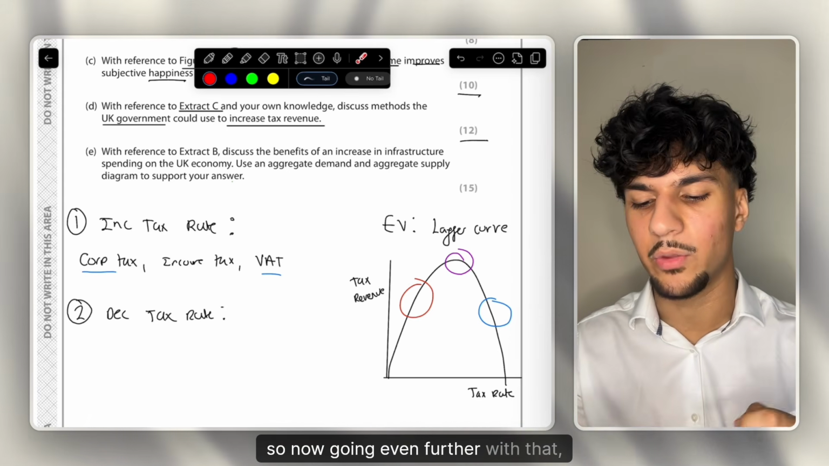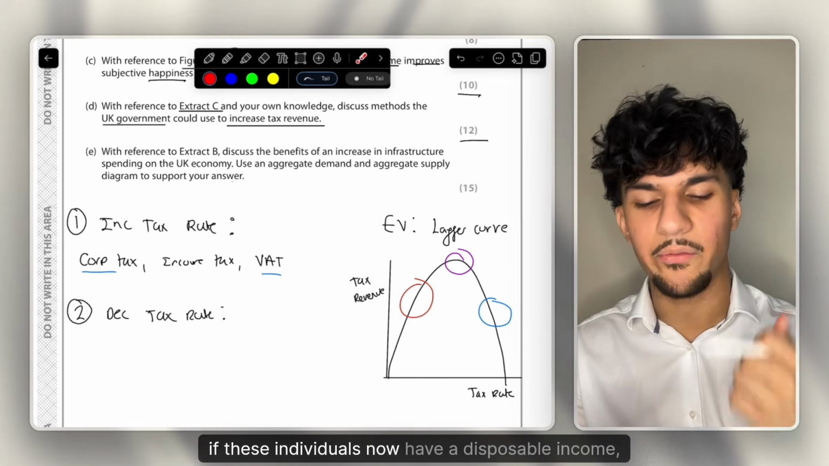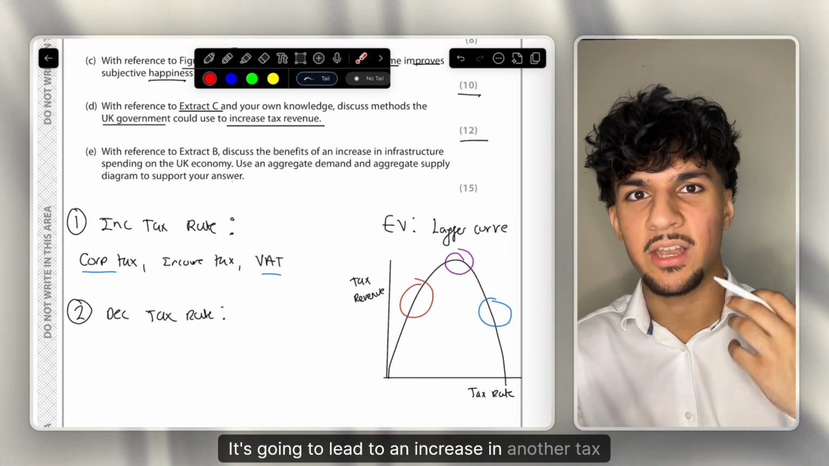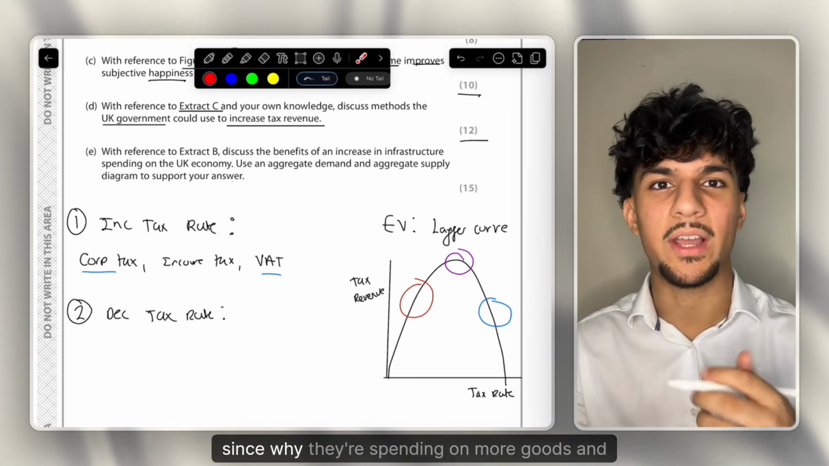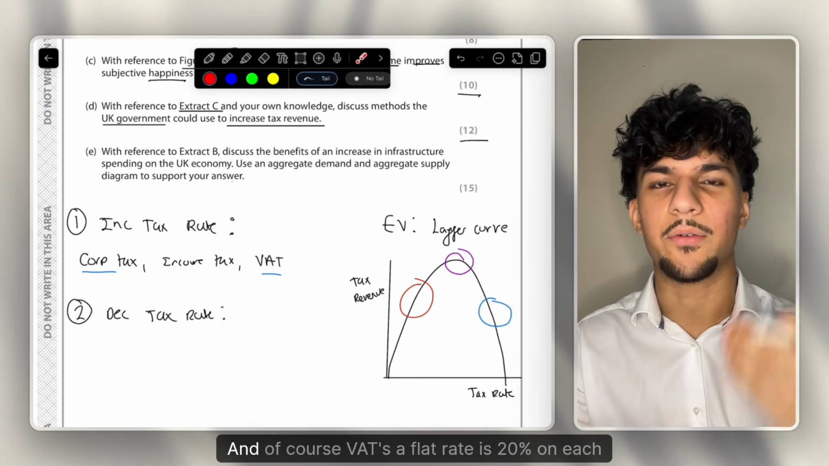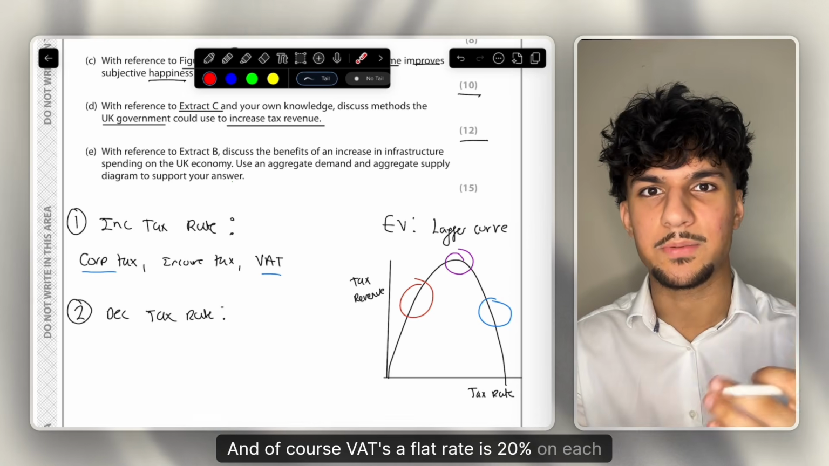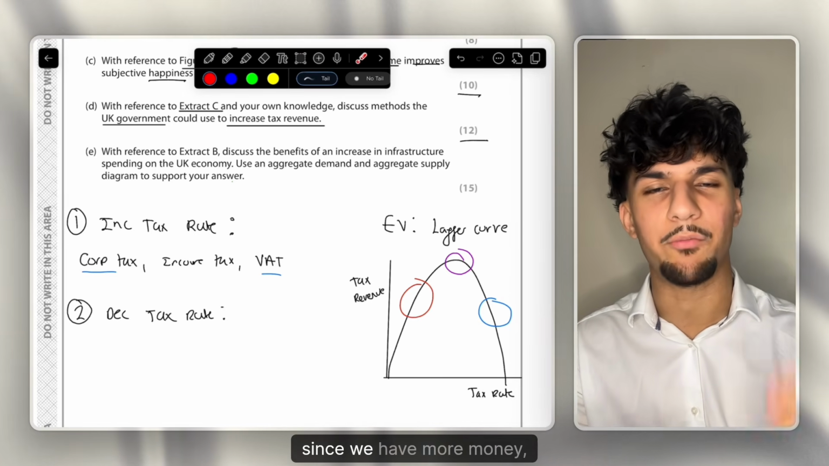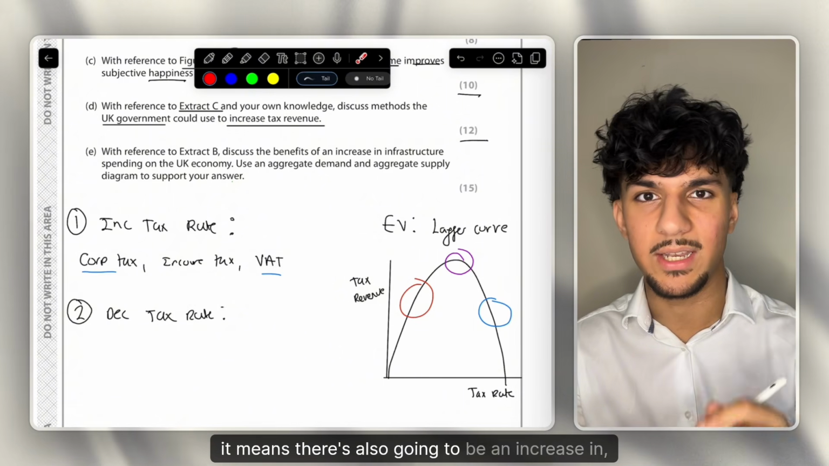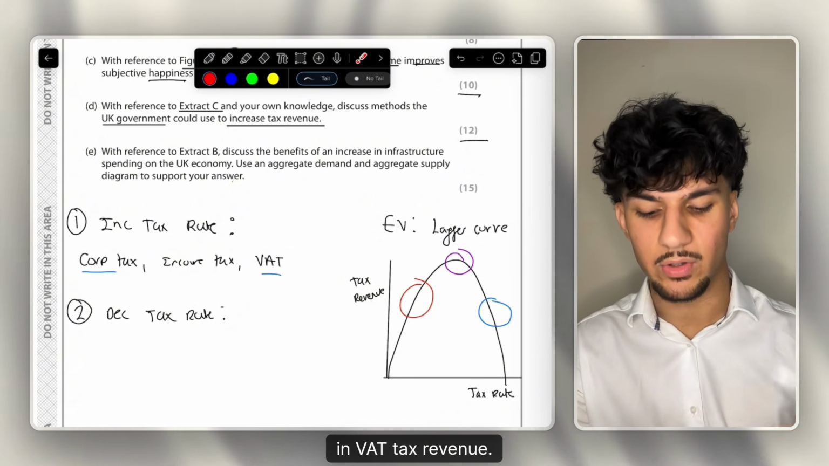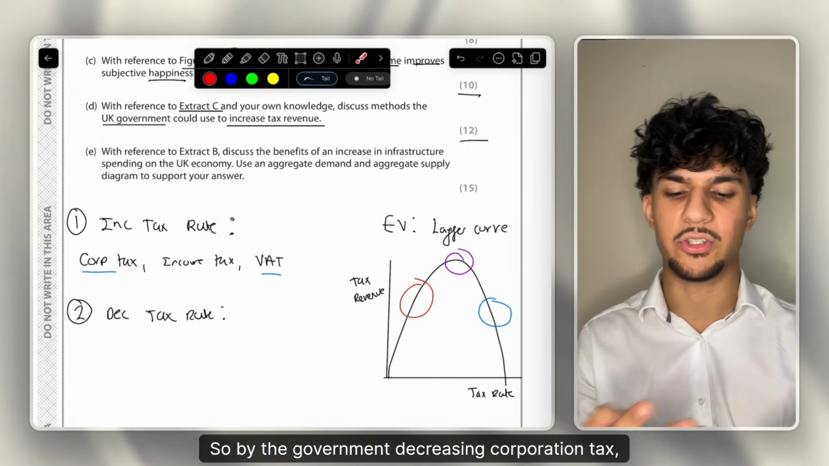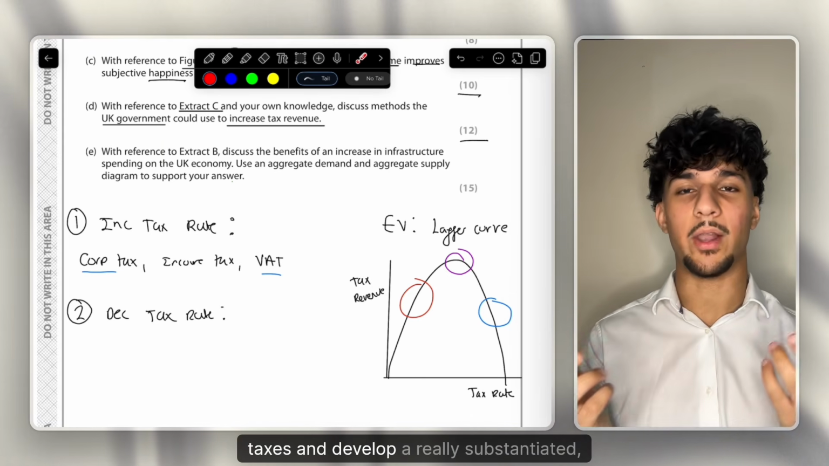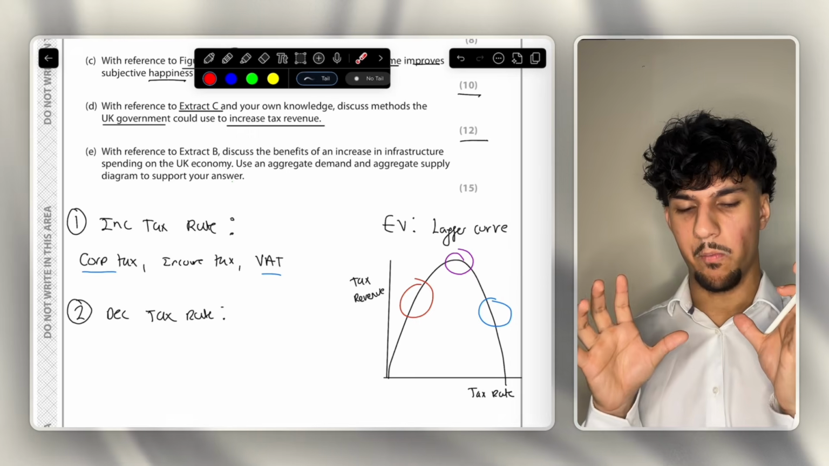So going even further with that, if these individuals now have a disposable income, they have money, they can spend it, and it's going to lead to an increase in another tax revenue, which is VAT. Why? They're spending on more goods and services, and of course, VAT is a flat rate, it's 20% on each good and service, and since we're buying more goods and services, since we have more money, there's also going to be an increase in VAT revenue. So by the government decreasing corporation tax, you can link in all those different types of taxes and develop a really substantiated chain of analysis.